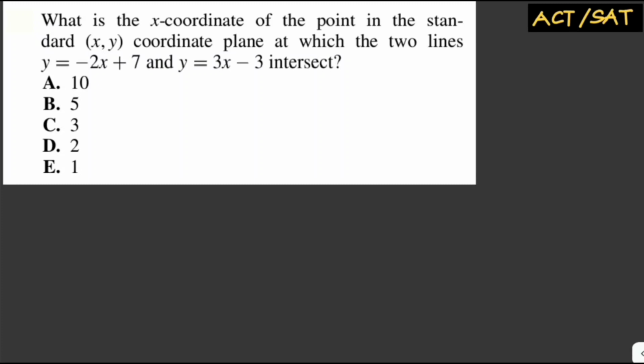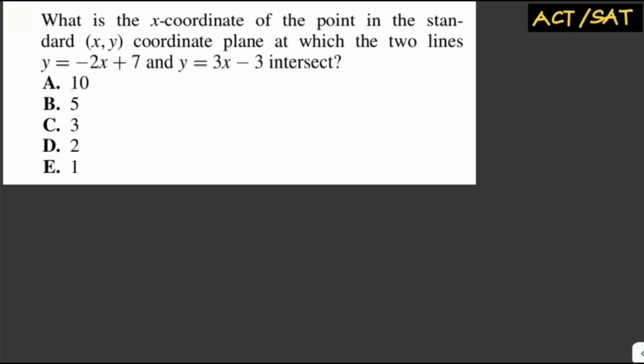What is the x-coordinate of the point in the standard xy coordinate plane at which the two lines y equals -2x plus 7 and y equals 3x minus 3 intersect? Now, to solve for the x-coordinate of the point at which the two lines intersect, we just have to equate the two equations.